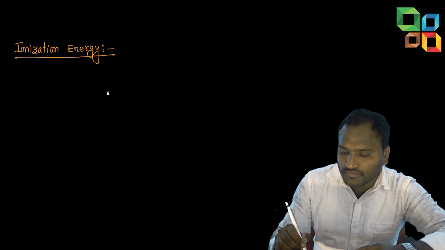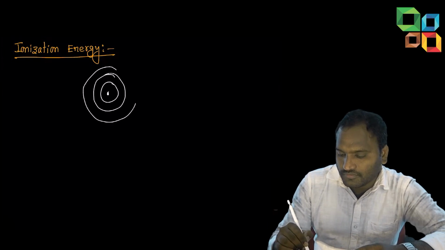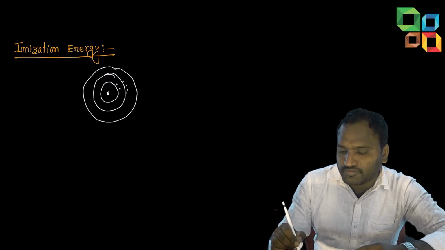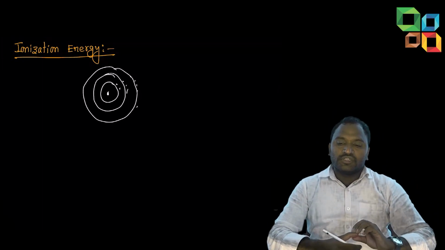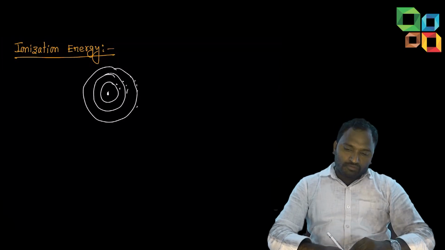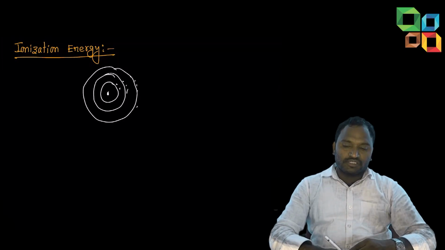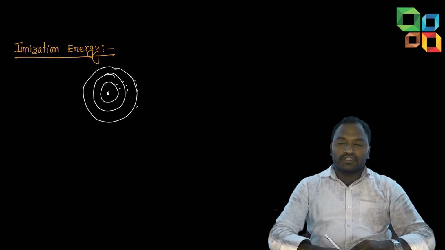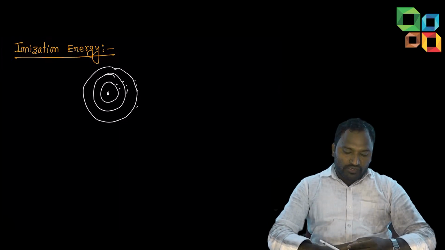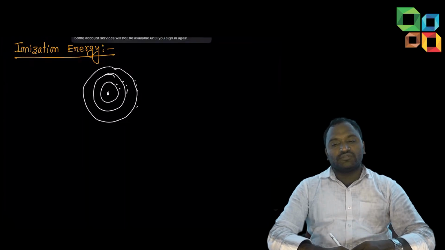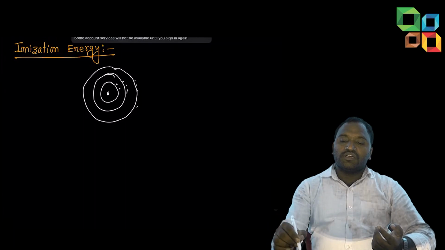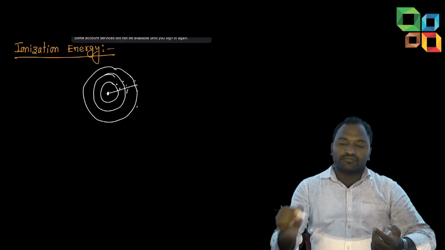See students, this is the atom. Atom has electrons. In the first shell there are some electrons, in the second shell there are electrons, in the third shell there are electrons. I want to remove an electron. From which shell can I remove an electron easily? The outermost shell, because it is far from the nucleus.